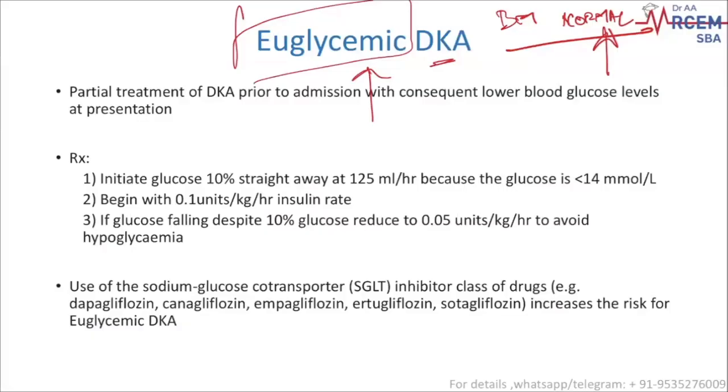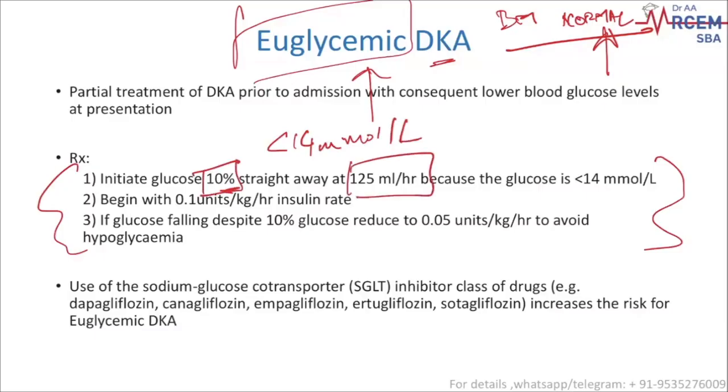What you do in the management of this euglycemic DKA is very much similar to DKA itself. Nothing changes. Because this patient's glucose levels are usually less than 14 millimoles per liter, you immediately start this patient on 10% dextrose at 125 ml per hour. Directly at the initial stage itself, you'll start it because the glucose levels are in the normal range.